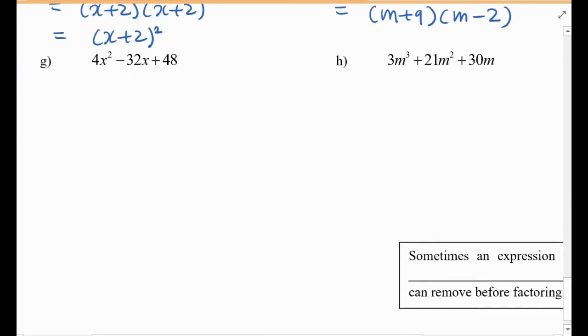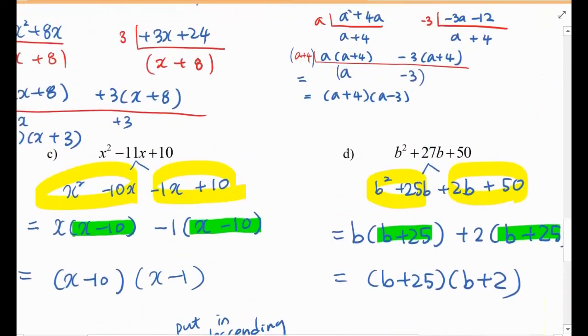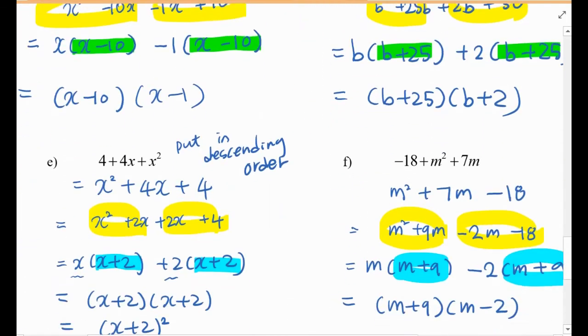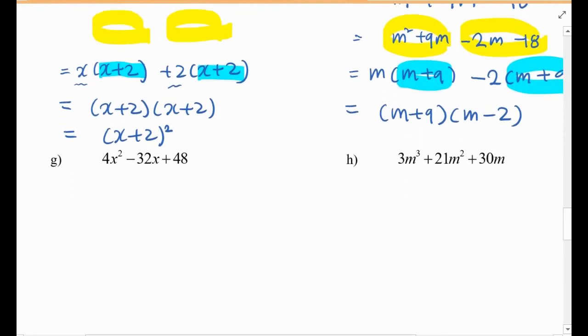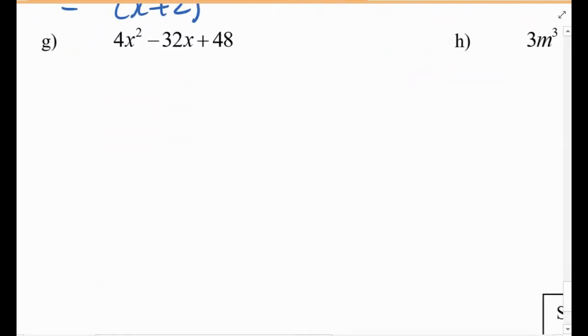Let's move to G and H. Before we do this, so far we had 1 as the coefficient for x squared, right? 1 is the coefficient for x squared. So this one too, the coefficient of x squared is 1. The coefficient of m squared is 1. But if you look at this, the coefficient of x squared is 4. What do we do?